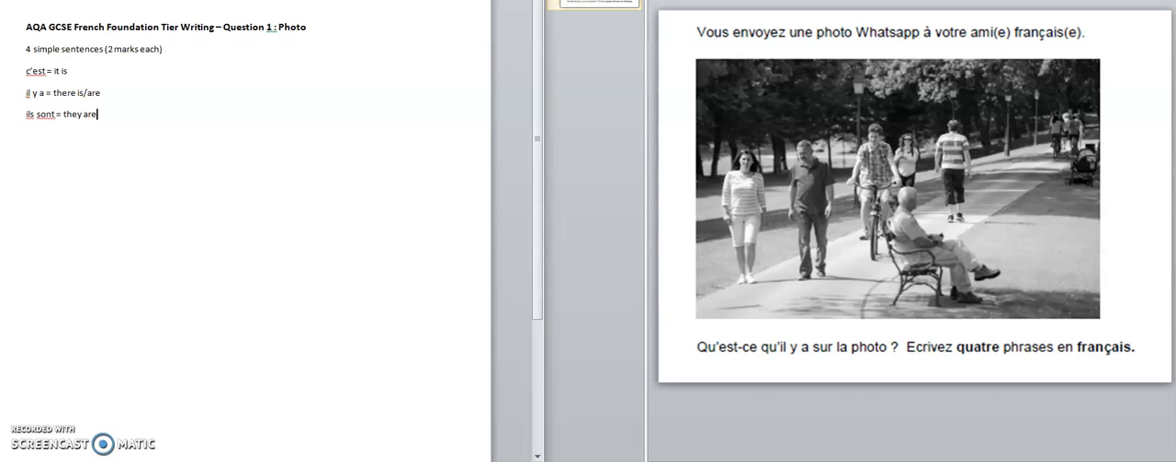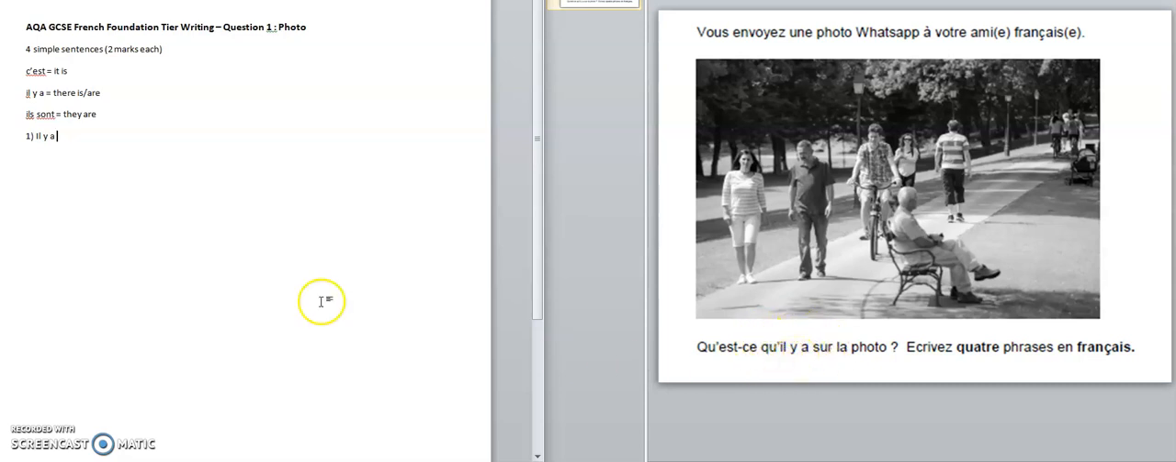Now this is a bit of an awkward photo for talking about the people, because it's not totally clear how many people there are. So usually your first sentence can start with il y a. And by the way, if you're in the exam and you go blank and you don't know what there is or there are, do remember it's in the question. What is there on the photo? Qu'est-ce qu'il y a sur la photo? So there's really no excuse for forgetting il y a, because it's right there in front of you.